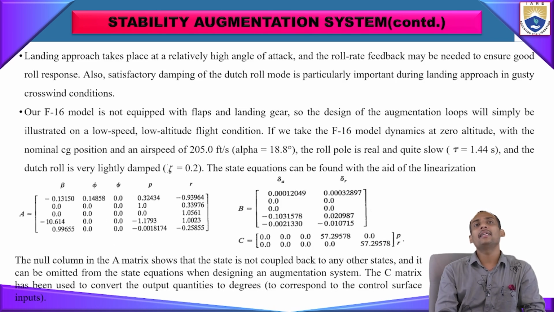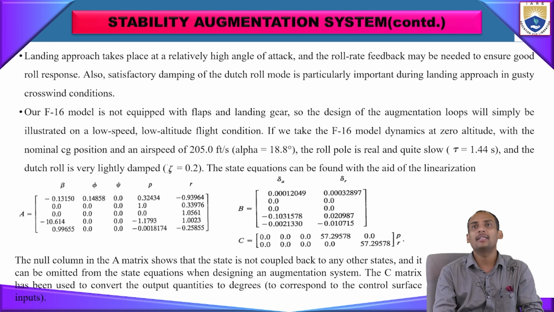So the landing approach takes place at a relatively high angle of attack, and roll rate feedback will be needed to ensure good roll response. Also, satisfactory damping of the Dutch roll mode is particularly important during the landing approach and in gusty wind and crosswind conditions.